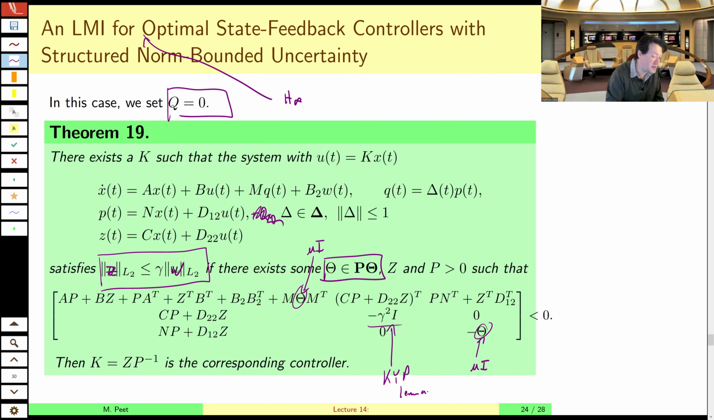So you solve this LMI, and you get a controller which achieves this minimized bound gamma under the set of structured uncertainties. And presumably, because of the flexibility in this theta, you're going to get a better value, or a smaller value, than you did in the case of unstructured uncertainty.